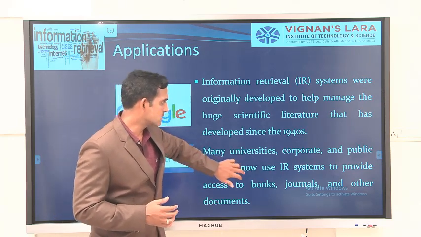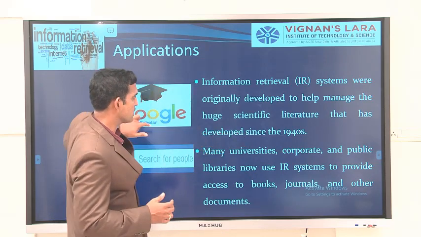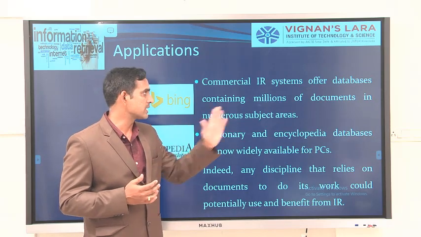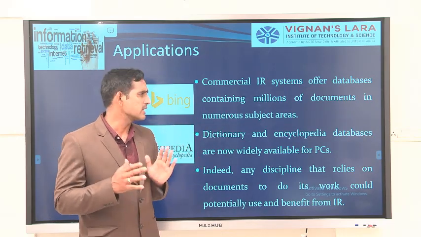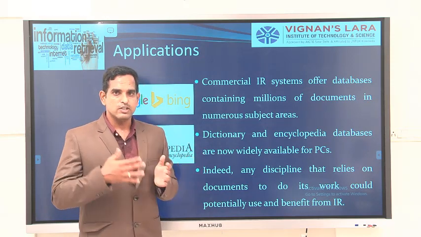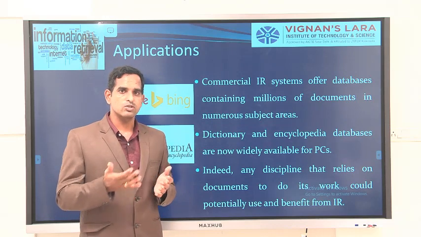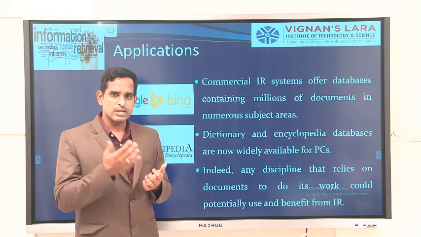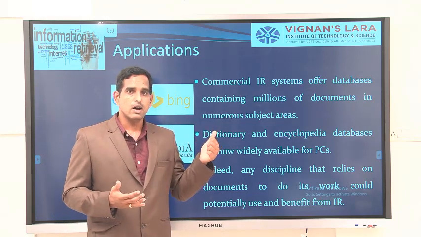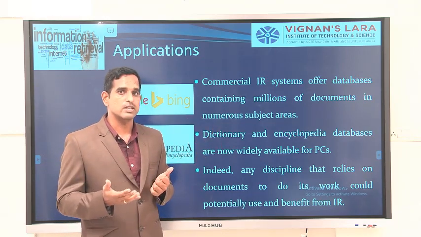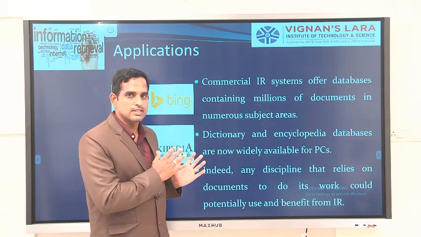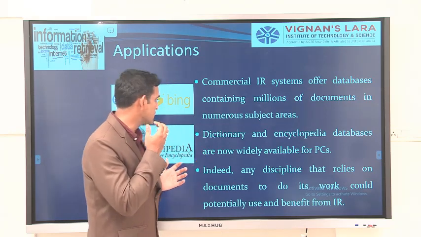So these are the first two applications of information retrieval systems. The third application is commercial information retrieval systems, which offer databases containing millions of documents in numerous subject areas. As you can see, you are using web searches like Google, Bing and Yahoo. Many such commercial search systems are present, and all of them are able to provide millions of documents in varied areas.